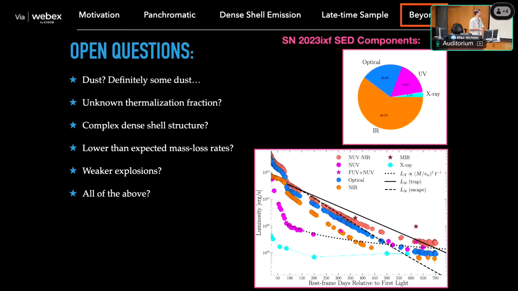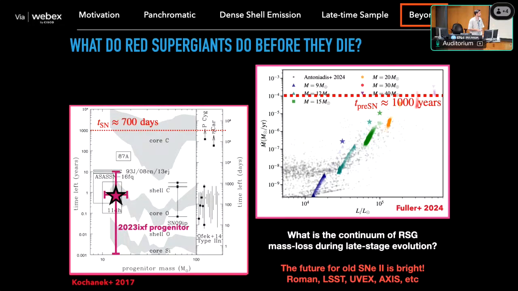There are a lot of questions that we can answer with just larger glass telescopes and longer-term monitoring to try to decouple this whole SED. So I'll just leave here and say that the future for old type 2 supernovae is very bright, but it needs to be a multi-wavelength effort.